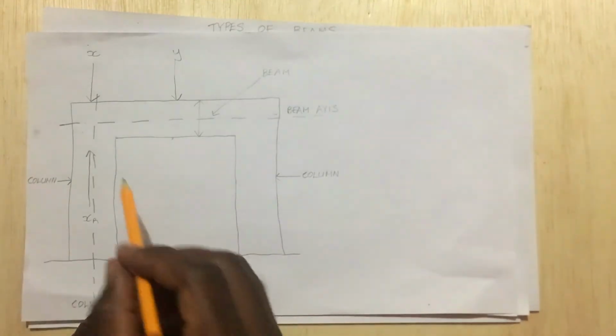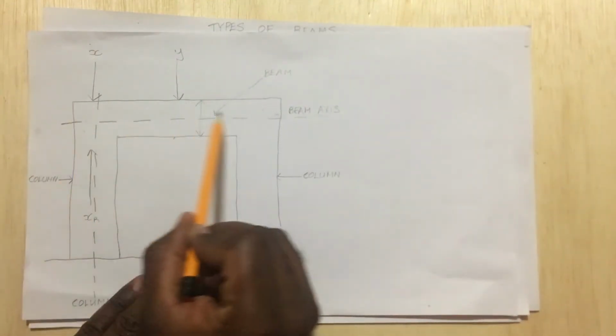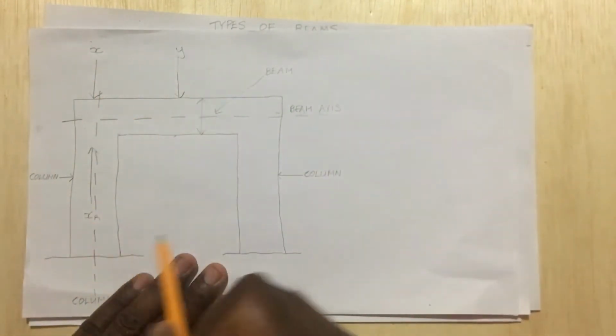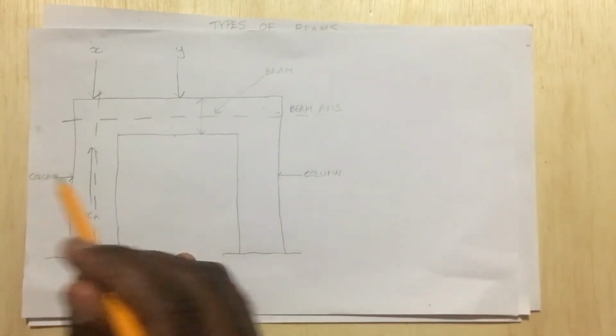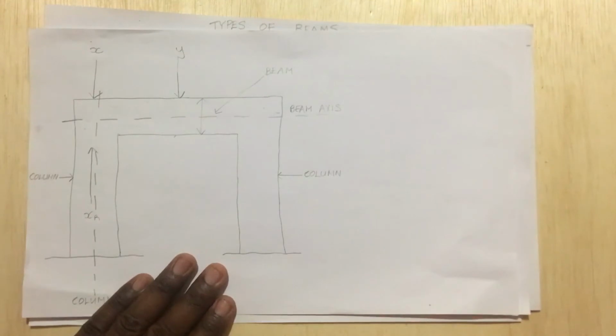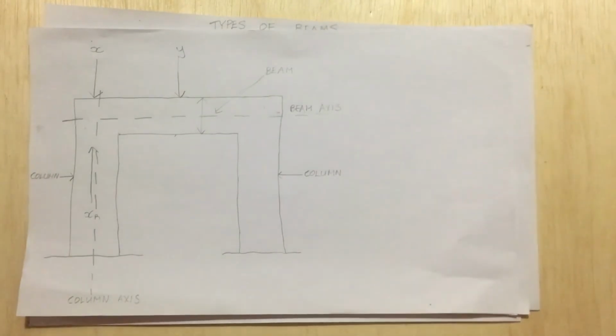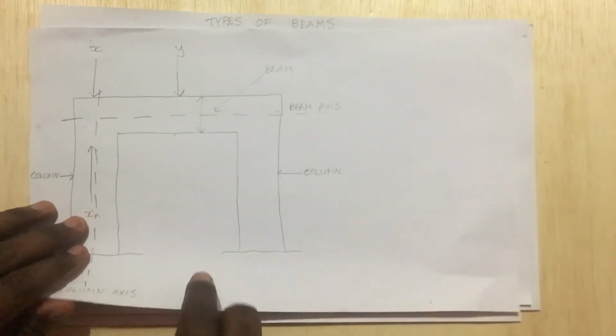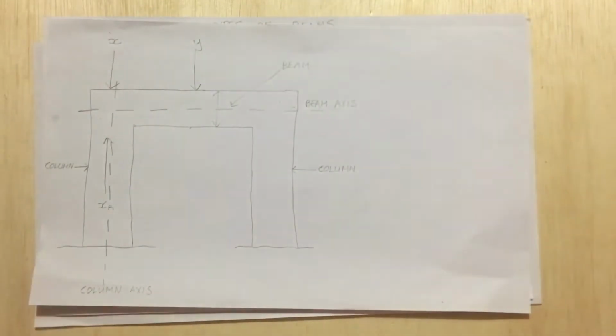Now, if you look at this diagram, you'll see this is the beam and it's horizontal, while these are columns which are supporting the beams. Now, beams have to be supported at either one end or at both ends, or at least different points if it's not the end. Let's look into the different types of beams that exist.